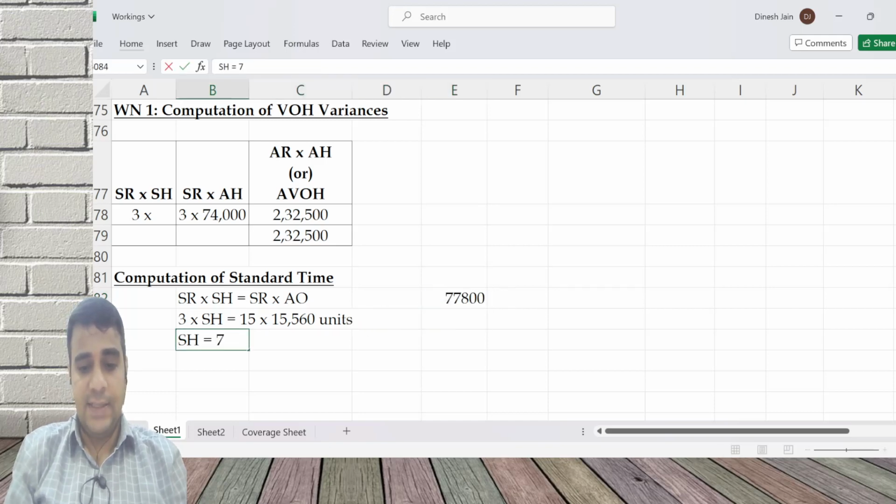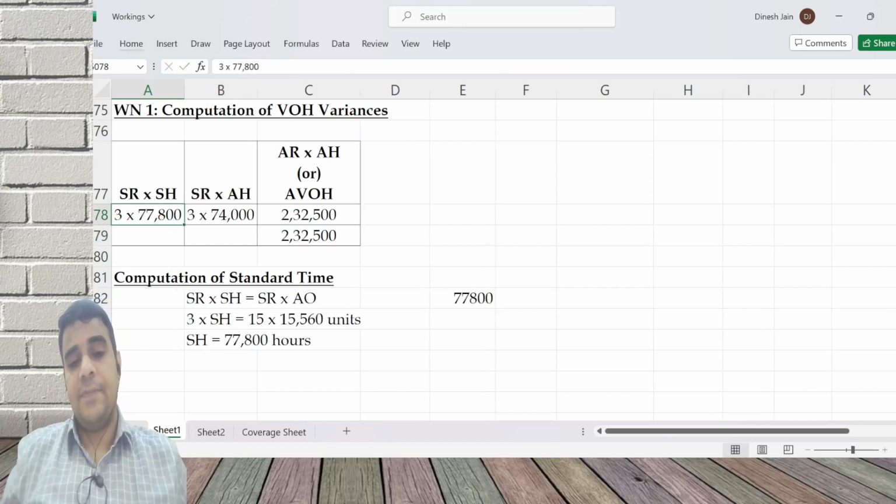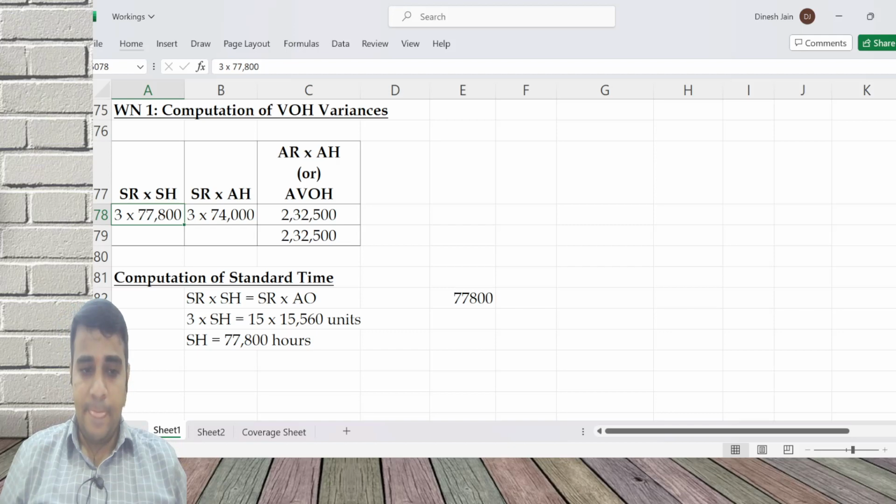SH is 77,800 hours. P into SH is equal to 15 into 15,560, so SH is 77,800.